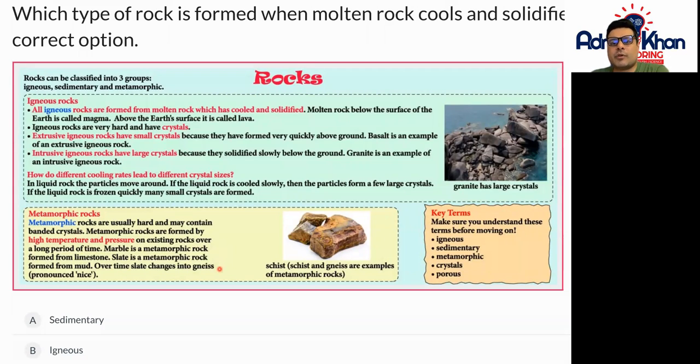Slate is a metamorphic rock formed from mud. Over time, slate changes into gneiss, pronounced nice. Okay, so schist and gneiss are examples of metamorphic rocks that you can see below.